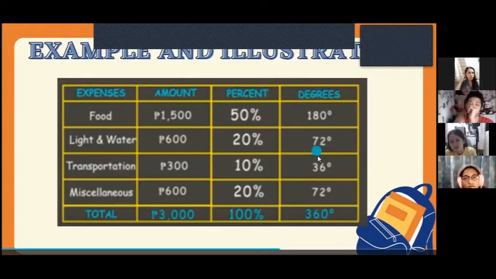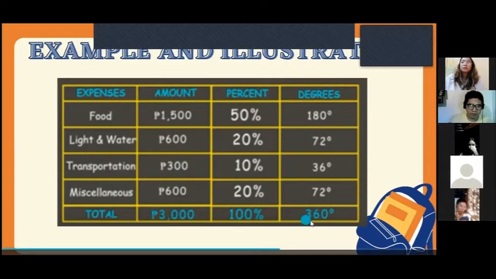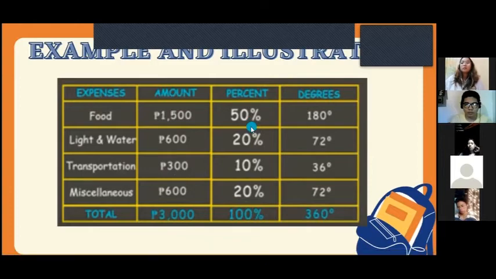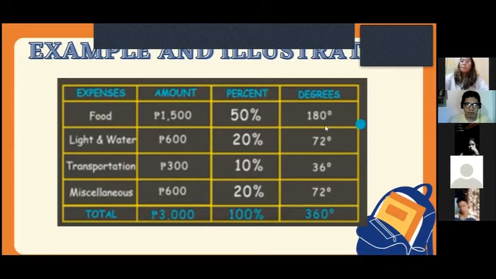So we have here the degrees. If you're wondering how I got these degrees, here it is. We are going to multiply 360 by the percent, but we cannot do that if we do not convert the percent into decimal. So 50% converted into decimal will be 0.50. So 360 times 0.50 is 180.